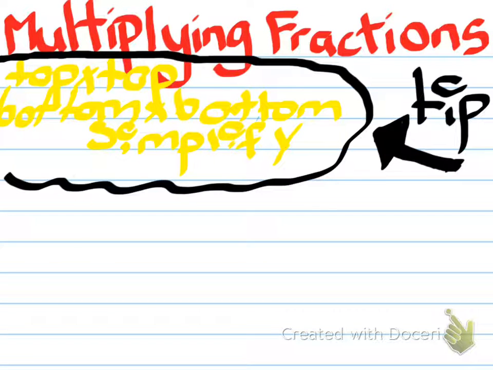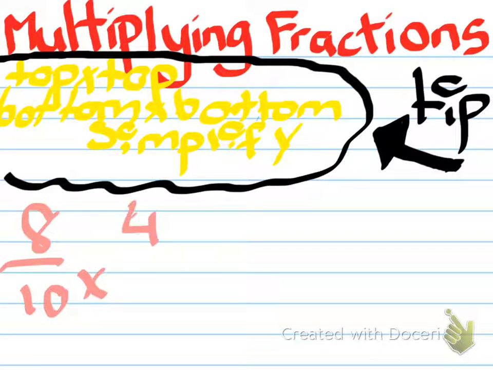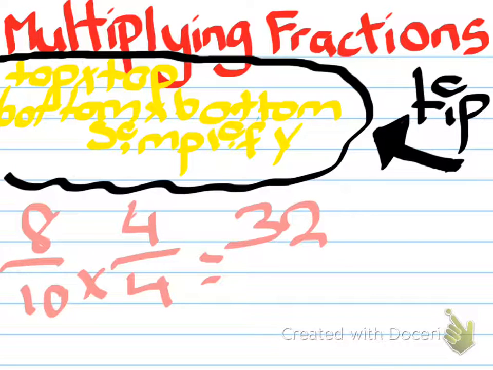My next example is 8 over 10 times 4 over 4. So remember, we do the top times top. So 8 times 4 is 32. So the top answer is 32. 10 times 4 is 40, so the bottom is 40.